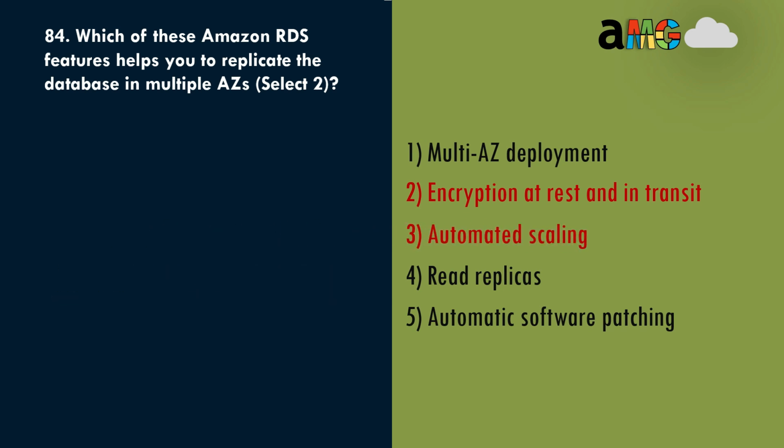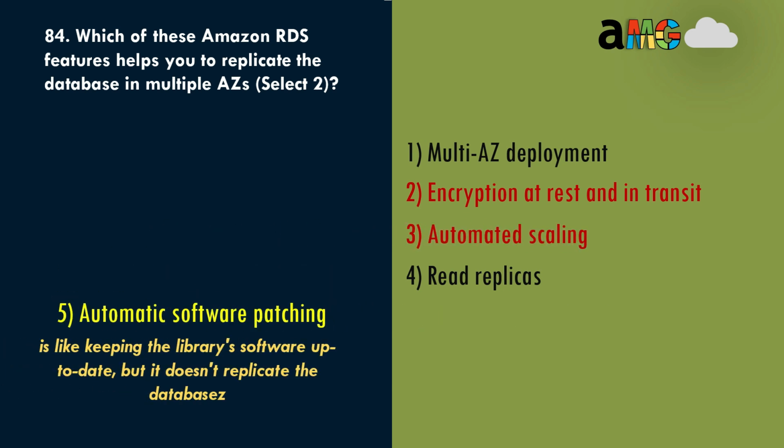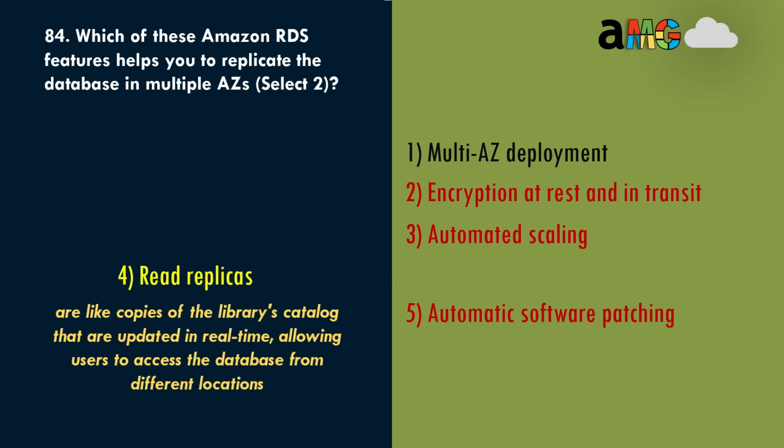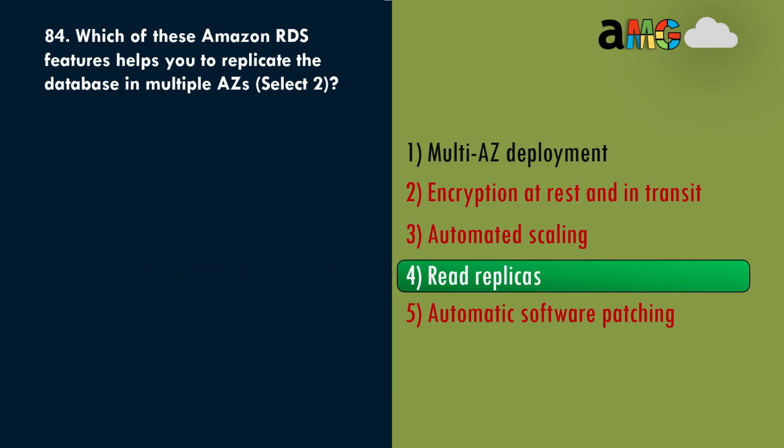So this is also the wrong answer. Option 5, automatic software patching, is like keeping the library software up to date, but it doesn't replicate the databases. Okay, so option 5 is also not the correct answer. Option 4, read replicas, are like copies of the library's catalog that are updated in real time, allowing users to access the database from different locations. Okay, so option 4 is the correct answer.